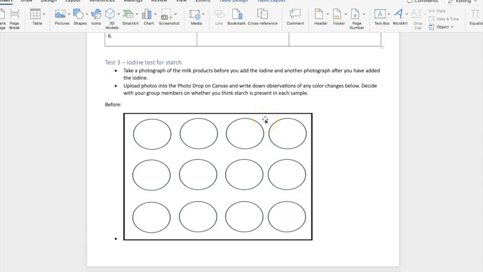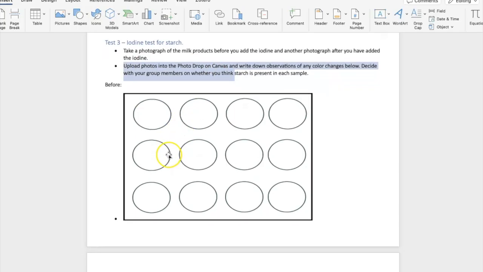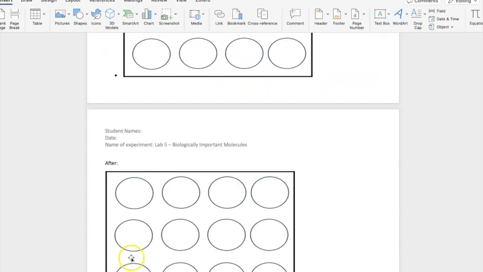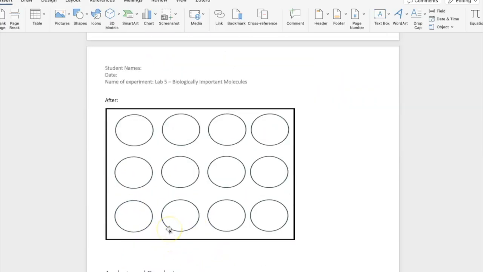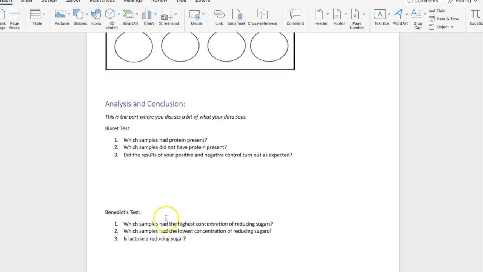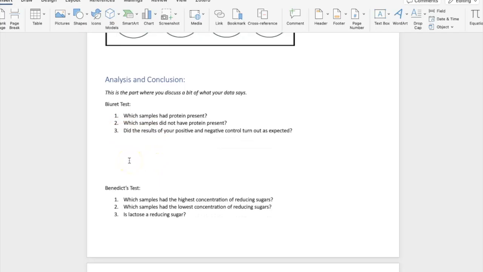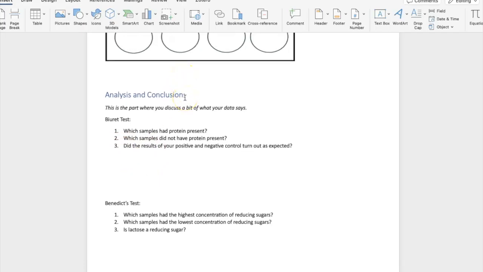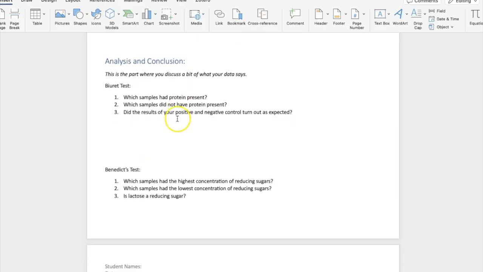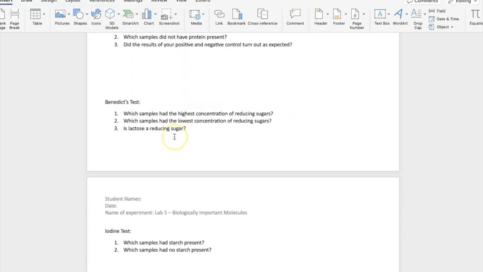For the iodine test for starch, students will do something similar where they will record their observations and take a photo of their ceramic well plate before and after adding iodine. Once they've added iodine, they can make observations and make a definitive decision as to whether or not they think starch is present. And then they will look at their results for each test to decide whether or not each test had protein samples present, which is why it's really important for them to take good observations and write down what they think they see in each test.